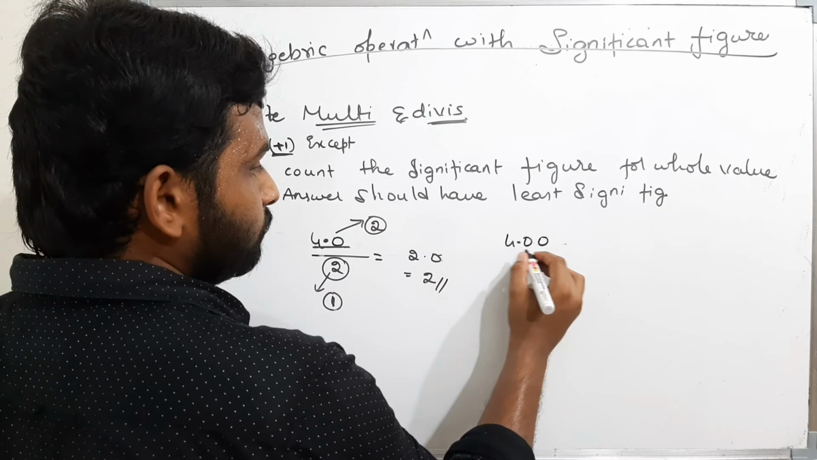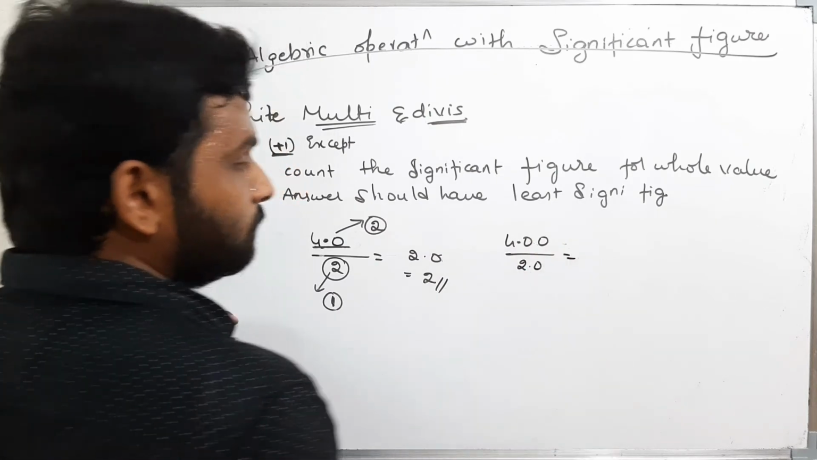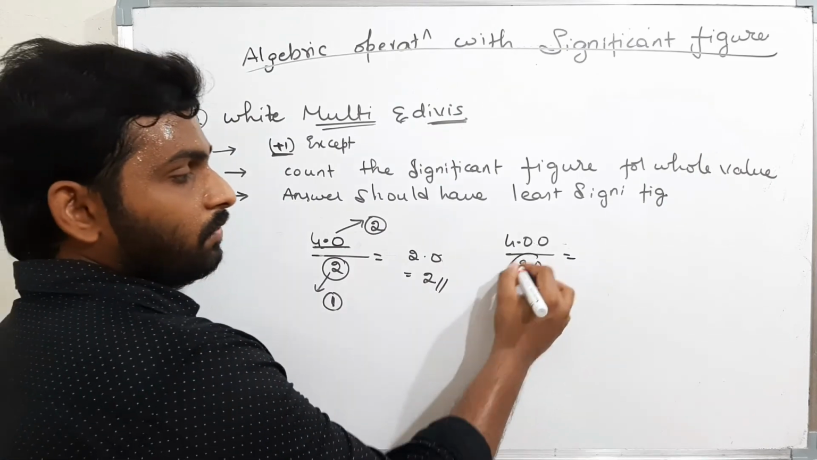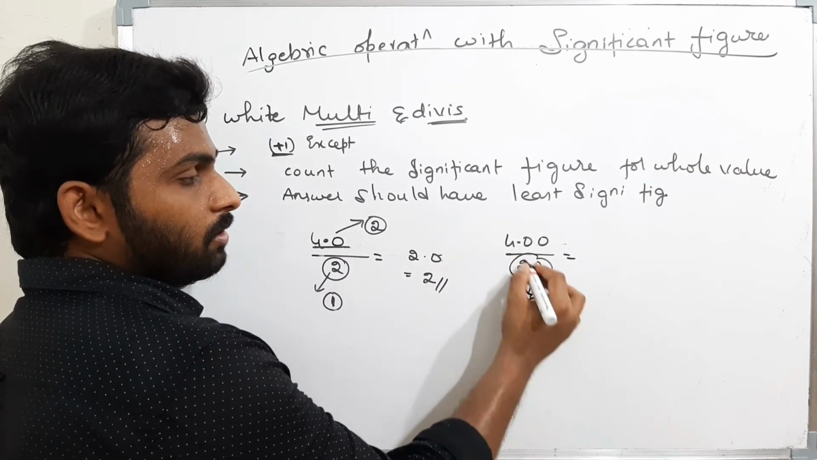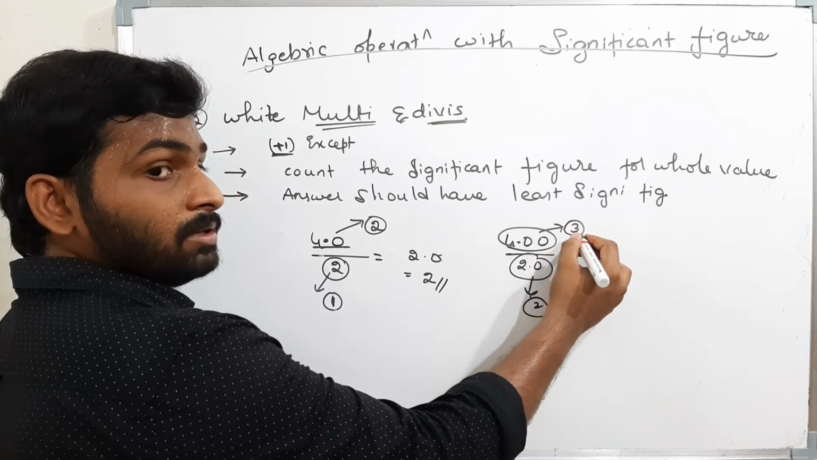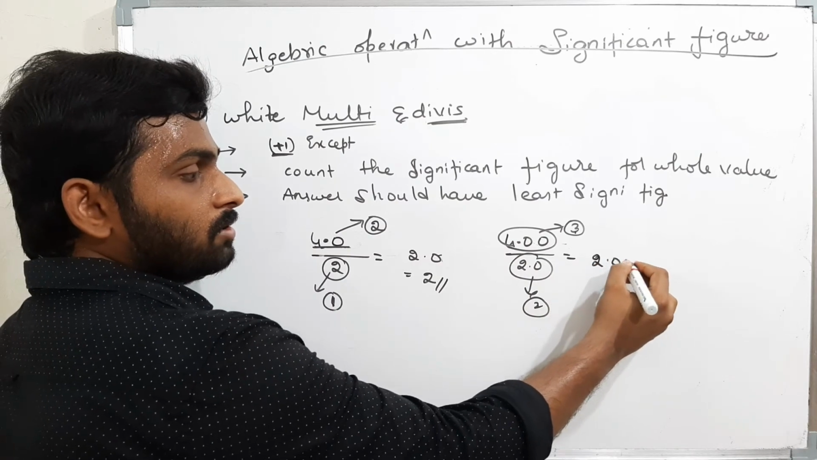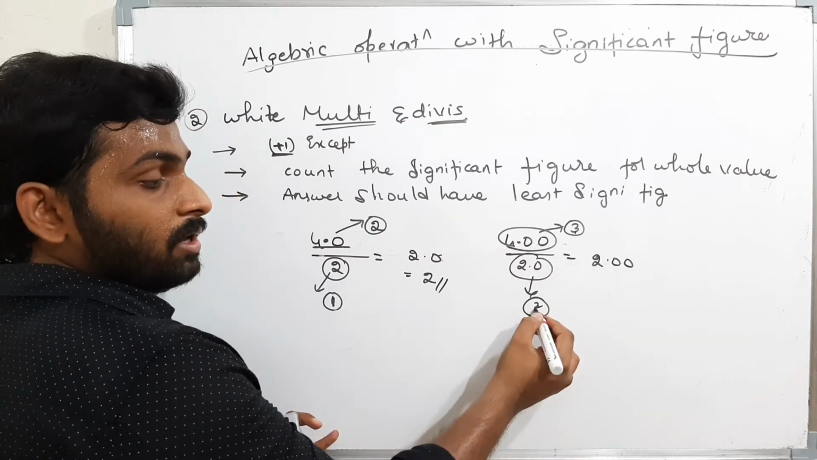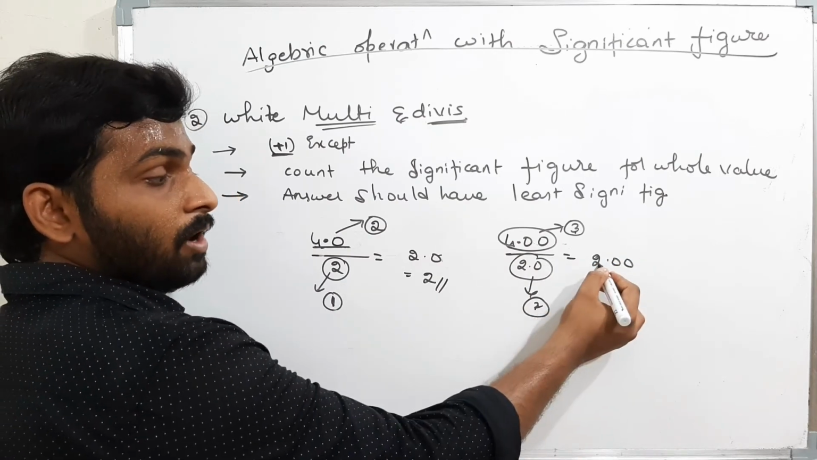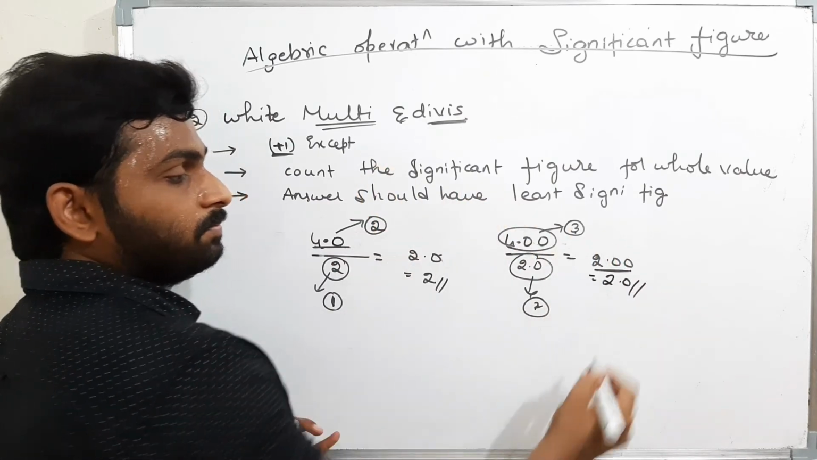Now see here. 4.00 by 2.0. What is the answer? Here, how many significant figures? 2. Here, how many significant figures? 3. The 2, and the next one is 3. Okay, acceptable. Plus 1, acceptable. Therefore, what is the answer? 2.00. Well and good. Now, the least is 2. Therefore, the answer also should have only 2 significant figures. Therefore, the answer is 2.0.